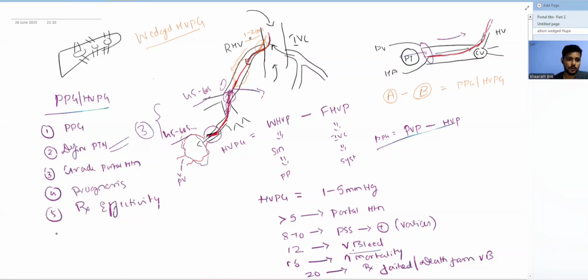But most importantly, it tells us how to differentiate a hepatic portal hypertension from prehepatic and post-hepatic, right? So it will help us to differentiate a prehepatic and post-hepatic hypertension. I'll tell you how, right? Is it clear so far?